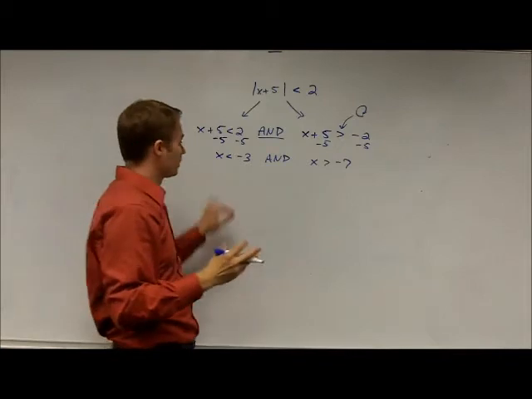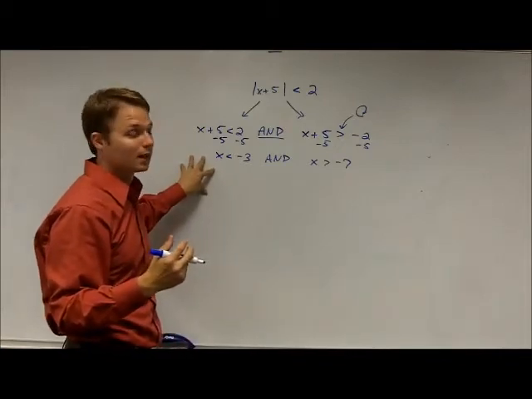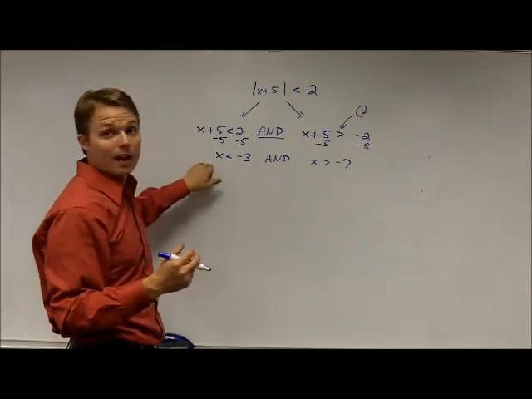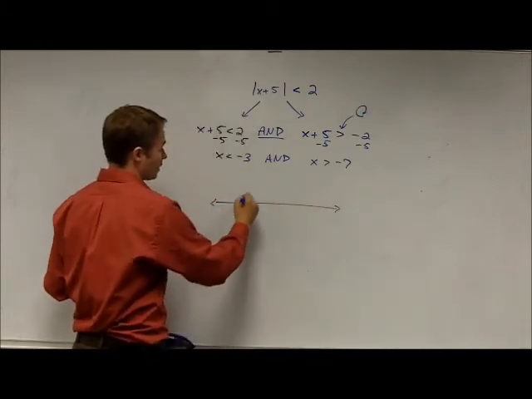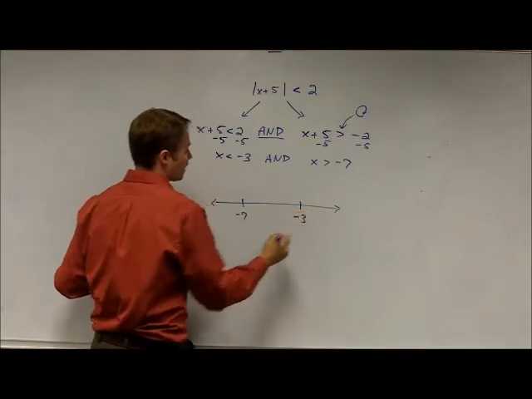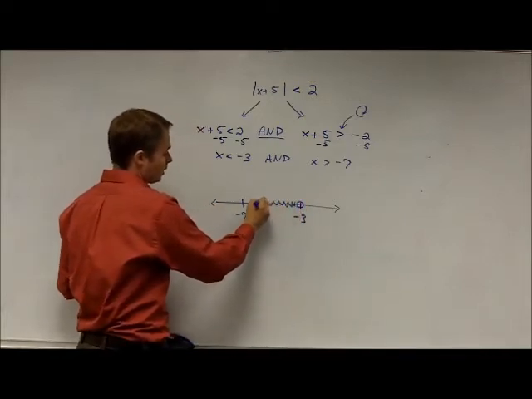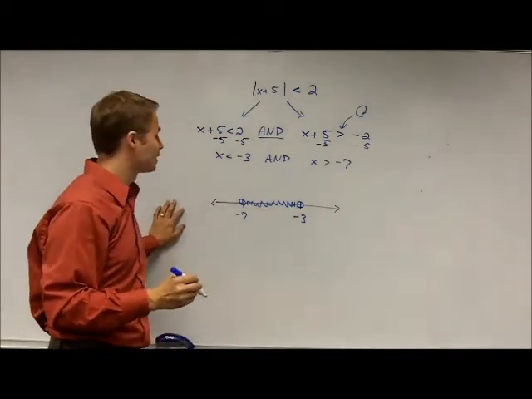Now I have to be careful here. The last step, I need to make sure that my statement makes sense. In other words, are there x values that are both greater than negative 7 and less than negative 3? Well, if you're not sure, just throw it on a number line and check. So negative 7 is right here. This is negative 3. There are values that are less than negative 3 and greater than negative 7. So in fact, this answer does make sense.